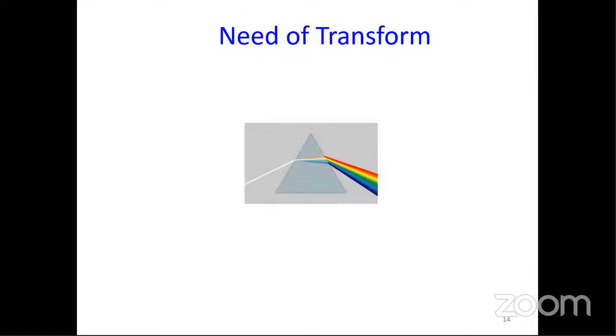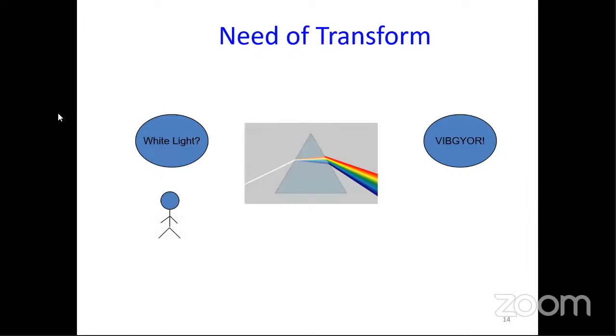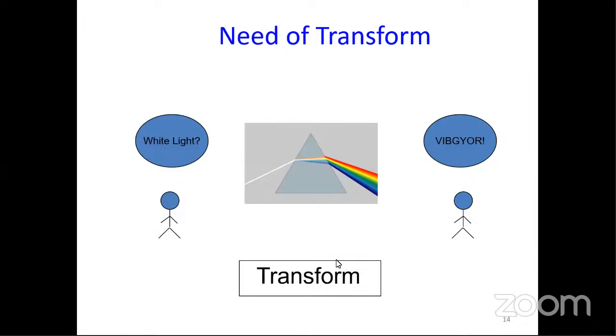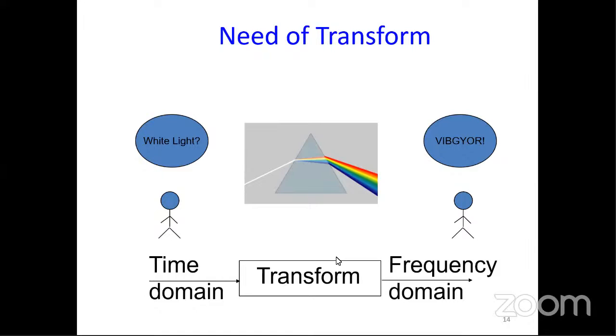Let us try to understand it by means of a very simple diagram. Here we have a prism, with white light falling on the prism, and we are able to get VIBGYOR. This idea we call dispersion. If a person is standing here, he will see the light as white light. If a person is standing here, he will see the white light as a combination of 7 colors. So the prism is the tool which helps us to explore much about the white signal. Similarly, a transform is a tool which allows us to get more information about the signal. So a transform is a tool similar to a prism which helps us to explore the signal.